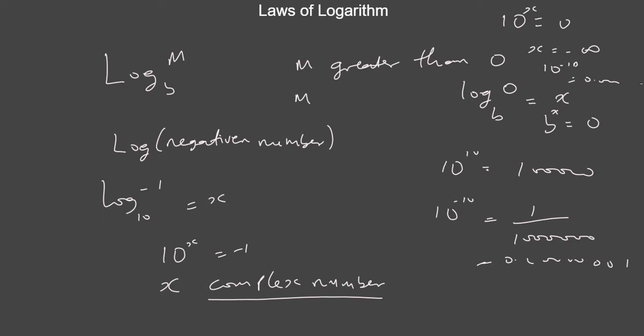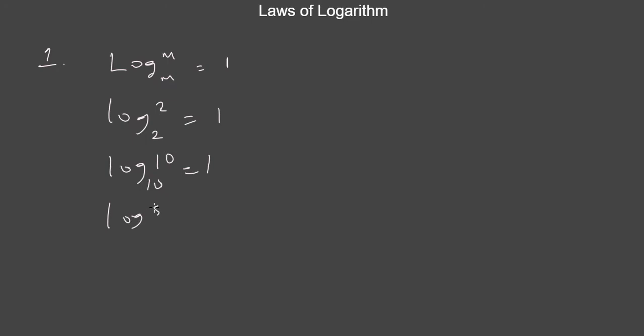So now let's go straight into the laws of logarithm. The first law goes as follows. If you take a log of a number, let's say number n, to base n, what that means is if the base and the number are the same, what will be the answer? The answer is 1. So that's the first law. If I have log of 2 to base 2, the answer is 1. If I have log of 10 to base 10, the answer is 1. If I have log of any number, 50 to base 50, the answer is 1. That is the first law, so take note of that.